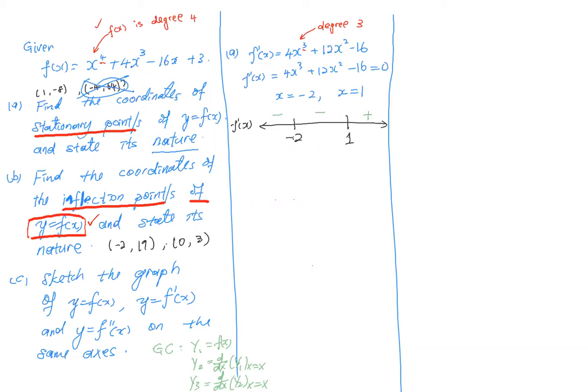So now, negative for f(x) means going down. You see, you go down, stationary, go down. So what do we call this point? This is my f(x) graph. So what do you call this point?